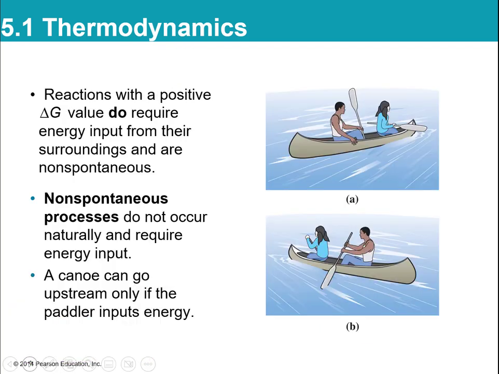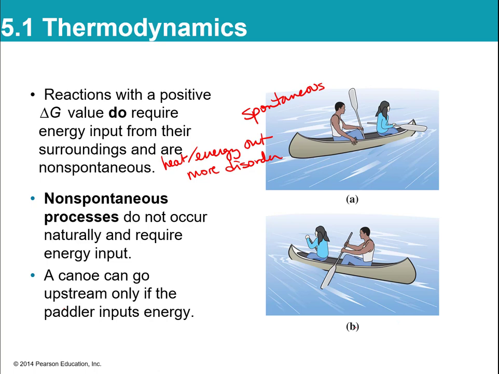So they give you the example of a spontaneous process. Spontaneous processes are like the top one. It's like going downstream in a canoe, right? You just get in and the current carries you. So these are always going to be spontaneous. If we have energy out, heat, if it's exothermic, and if it creates more disorder, those are always going to be more favorable or more spontaneous.